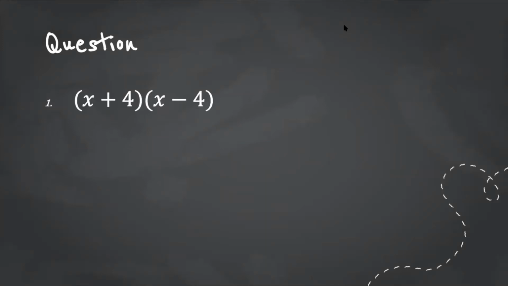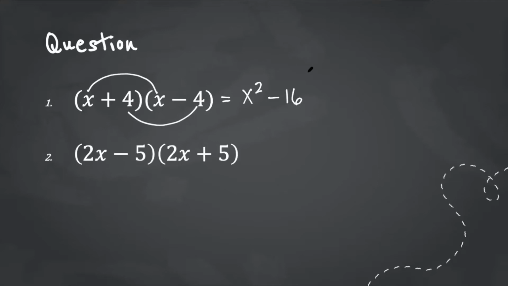So when we have two binomials in the form of sum and difference of two terms, all we have to do is multiply the first terms and then multiply the second terms. If we multiply the first terms, we get x squared, and if we multiply the second terms, we get negative 16. Let's go to the next example. 2x minus 5 times 2x plus 5. 2x times 2x is equal to 4x squared. And negative 5 times positive 5 is equal to negative 25.